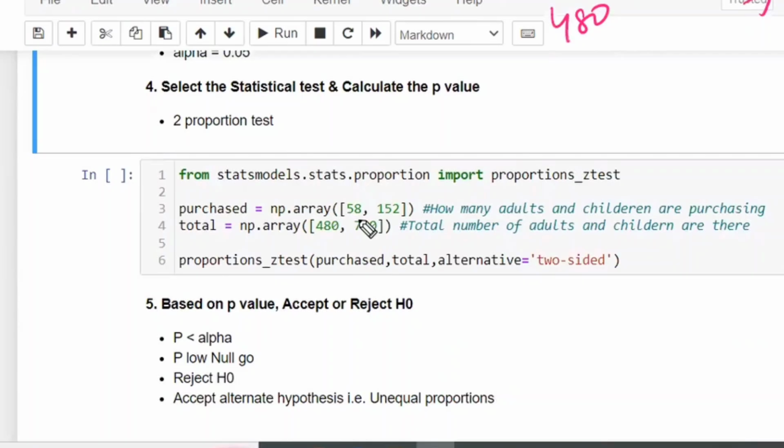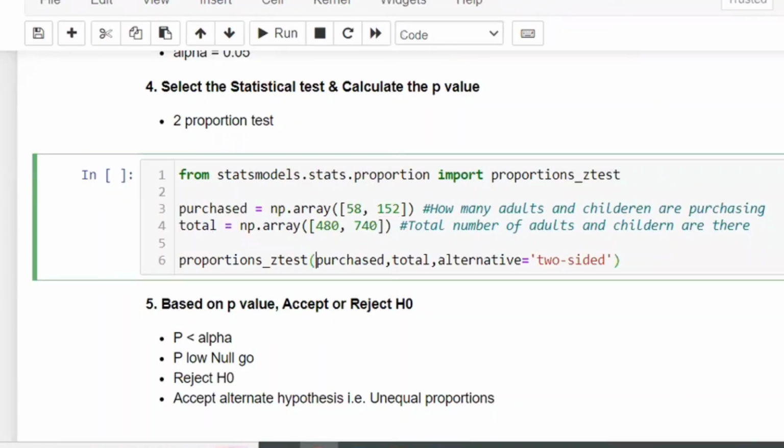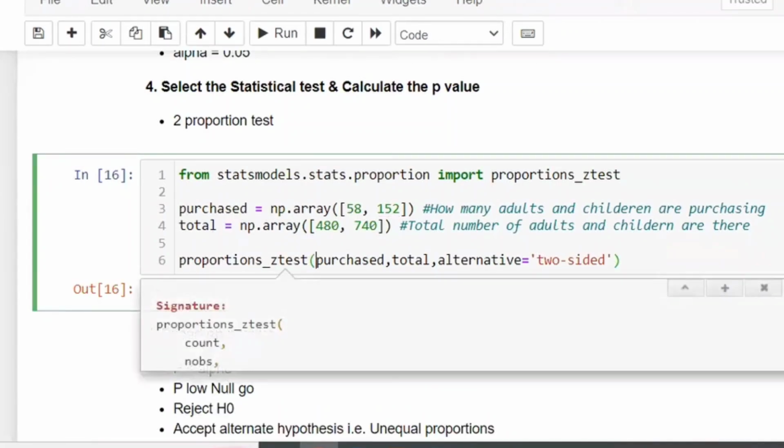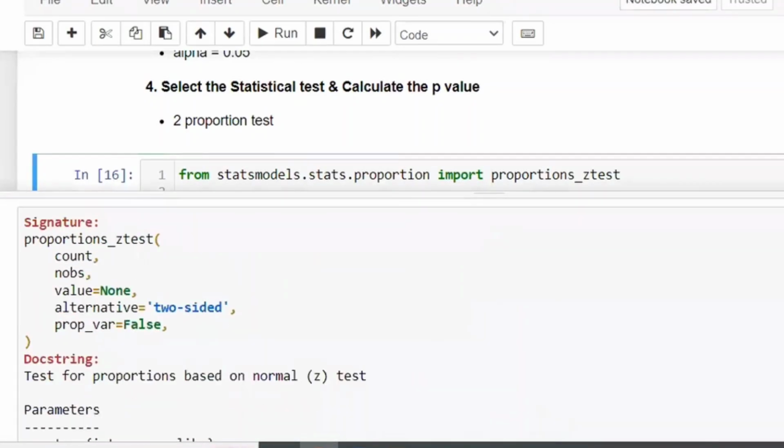It means how many purchased is 58 and 152, and the totals are 480 and 740. These two parameters you have to give as the input. How can I know these two parameters have to be given? Just open the help file. If you open the help file, you can clearly see the first one.